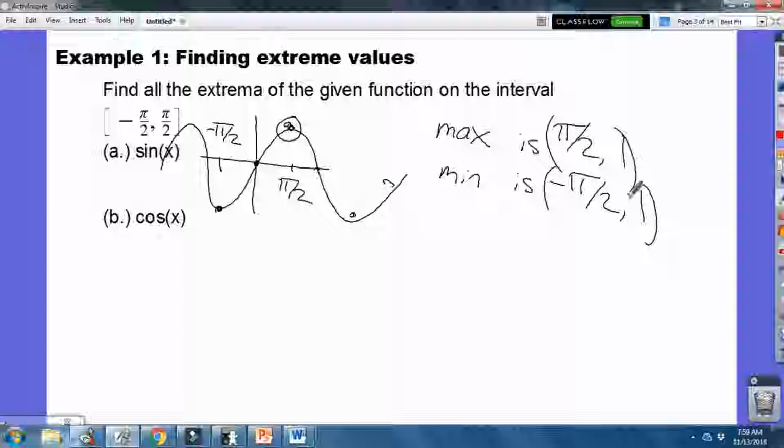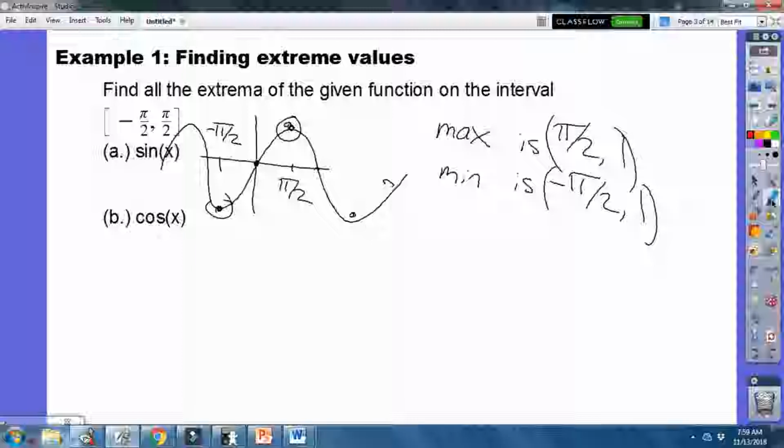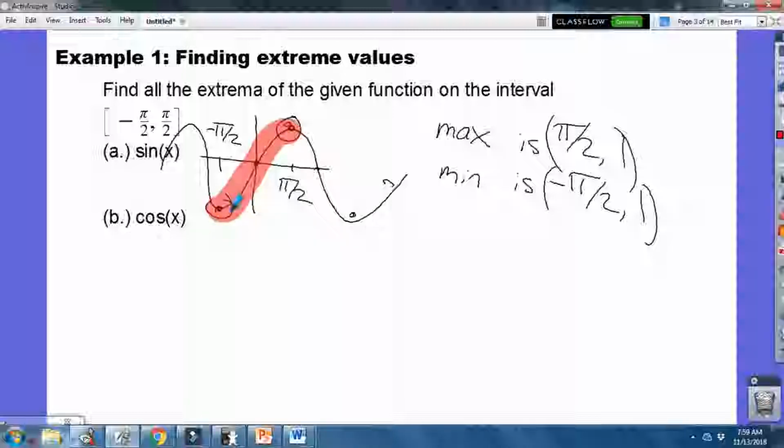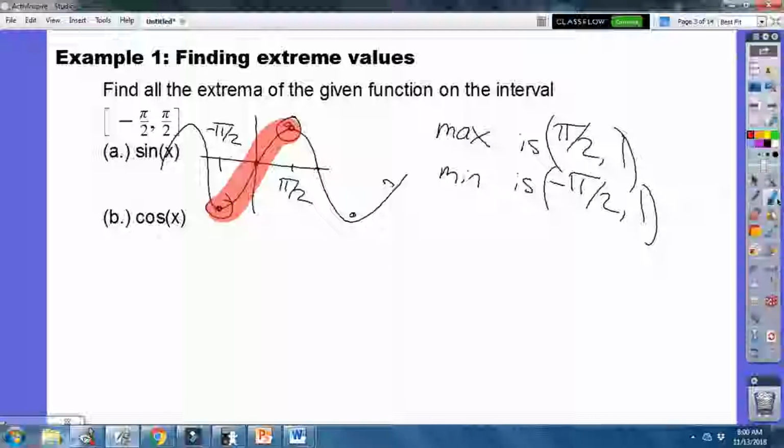The reason why is because there's no other point that's lower than -1 on this interval. So we're only considering the domain that was given, from here to here. And on that interval, there's no point lower than -1, and there's no point greater than +1. If I extended the domain to all real numbers, the graph would keep fluctuating, and I would have a bunch of maximums and a bunch of minimums. But that's why we restricted the domain. It's a little bit easier to solve this problem.